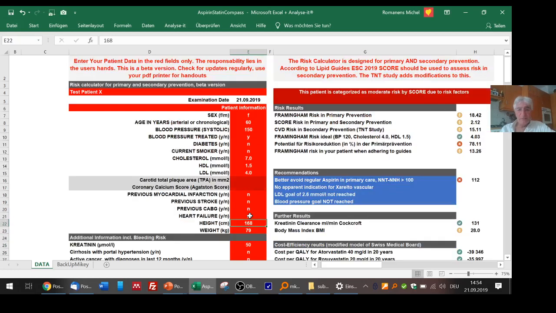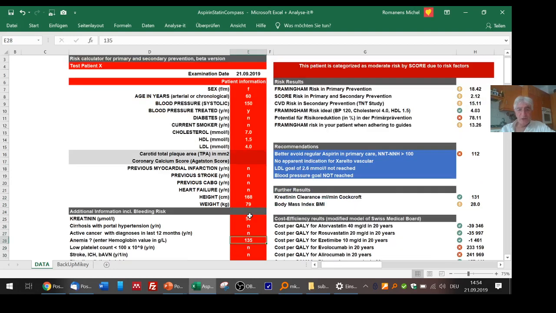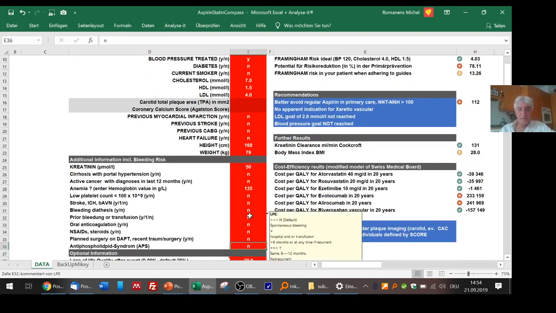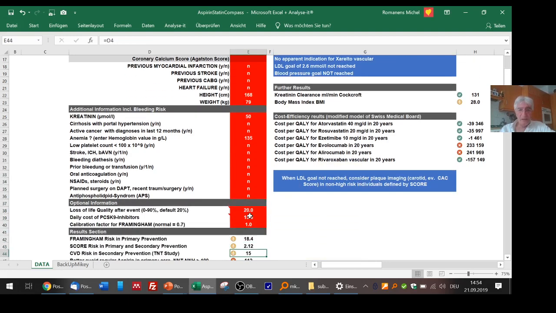She is in primary prevention, and she is a little obese. Her renal function is normal, and she has no anemia, and the bleeding risk is apparently low. So here we have some more information.